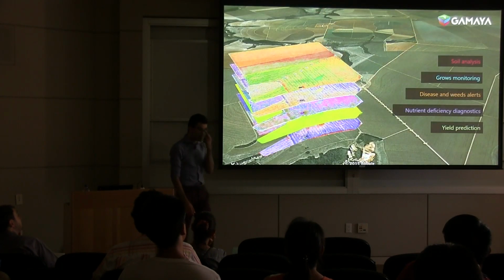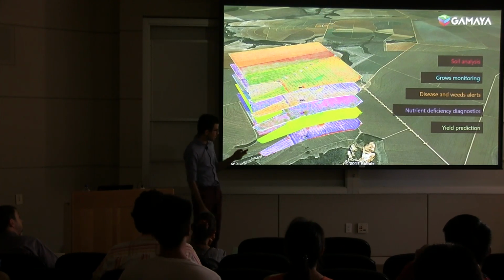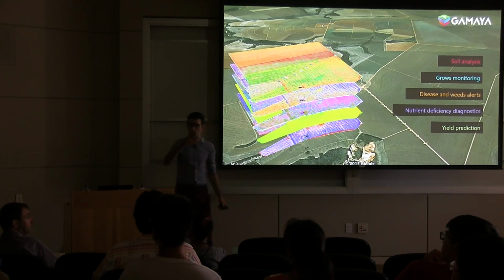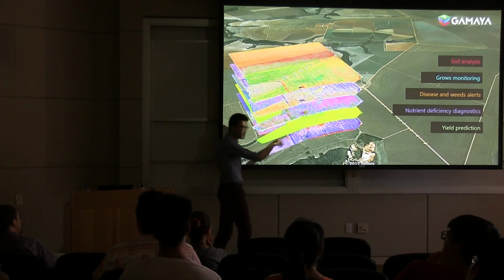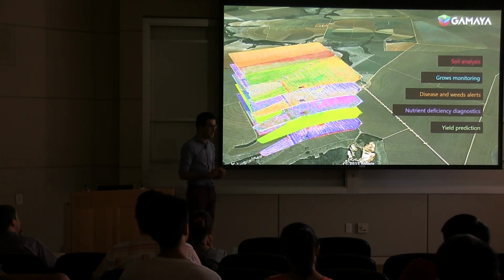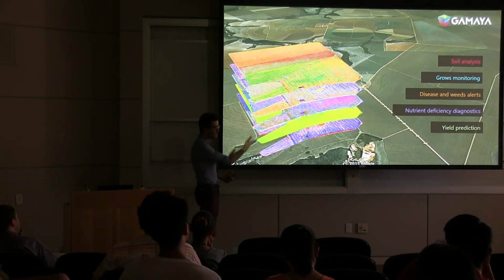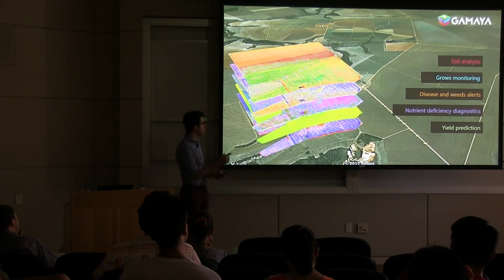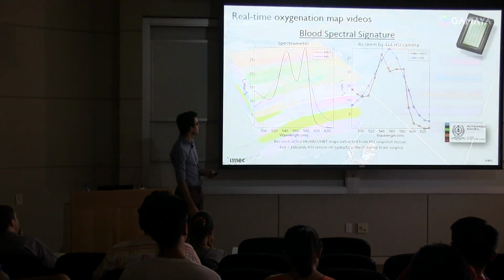Another very popular application is by a company called Gamaya from Switzerland. They use the IMEC spectral cameras with drones to fly over crops and to see whether there's some nutrient or water deficiency. They basically try to give feedback to the farmer on where to go and how to treat the plants. That's the goal. It's a startup in Switzerland.